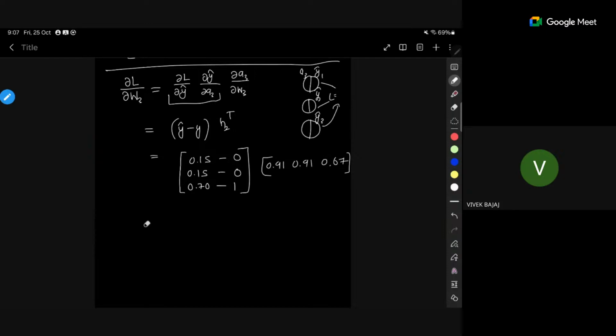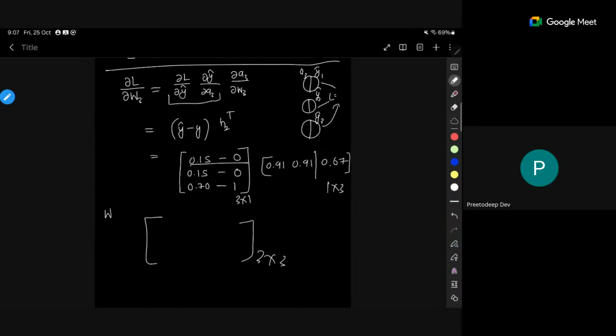How many are there in W3? 9, right? So will I get 9 values from this? Yes, sir. This is 3 cross 1, this is 1 cross 3. If I multiply, I'll get 3 cross 3. Correct? If I ask you for any element of it, can you figure it out? Let's say if I ask W312, where is it going to be?